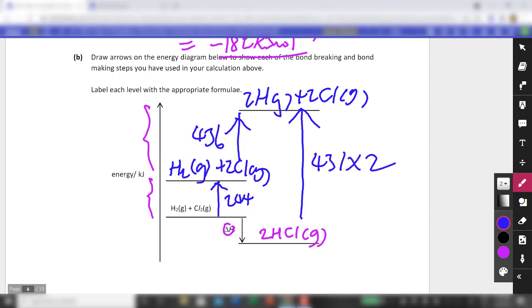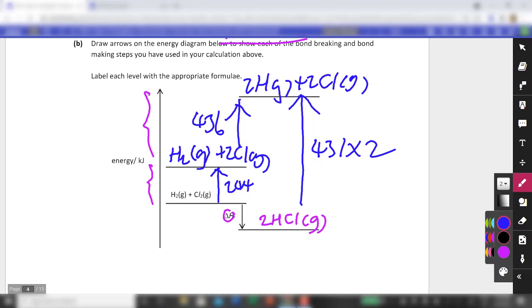Yeah, so again, from here you can easily calculate delta H in the energy level diagram by going in this direction. So plus 244 plus 436, and then minus 431 times 2.